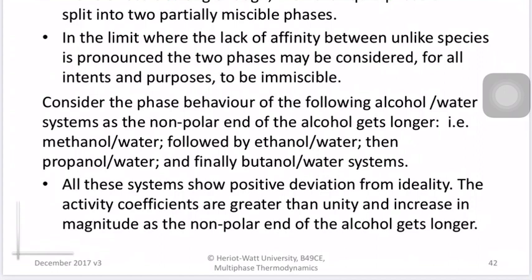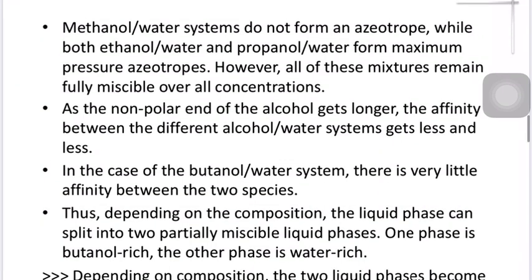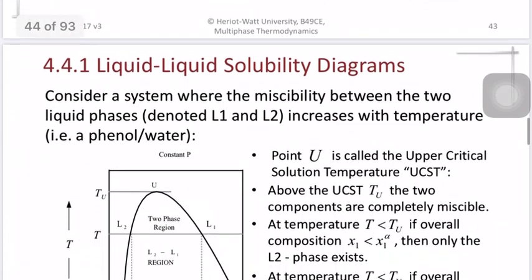For positive deviation, if we have a large deviation from ideality, it means that we have less affinity between like and unlike species and more repulsive forces. If this effect is strong enough, then the liquid phase can split into two partially miscible phases. For example, water and n-butanol, normal butanol. The number of carbons is 4 for normal butanol.